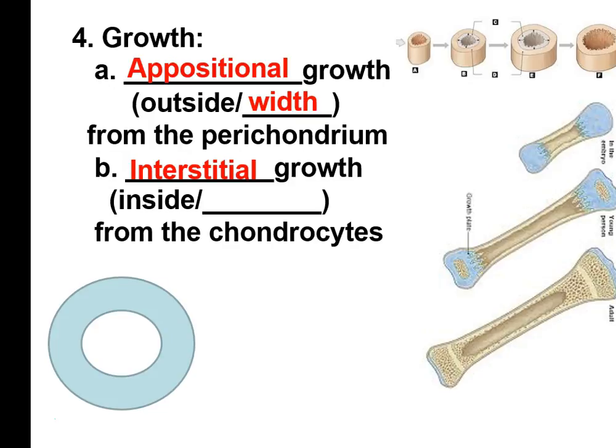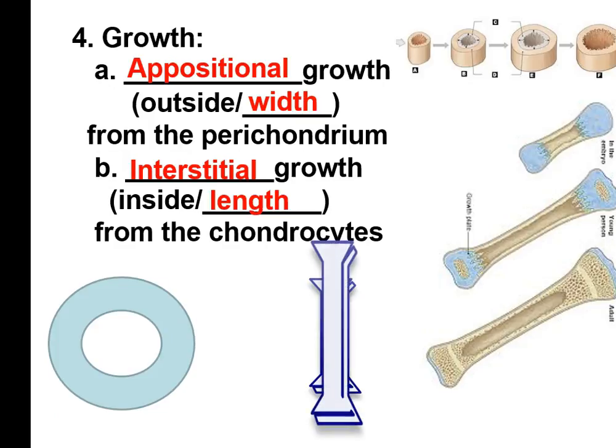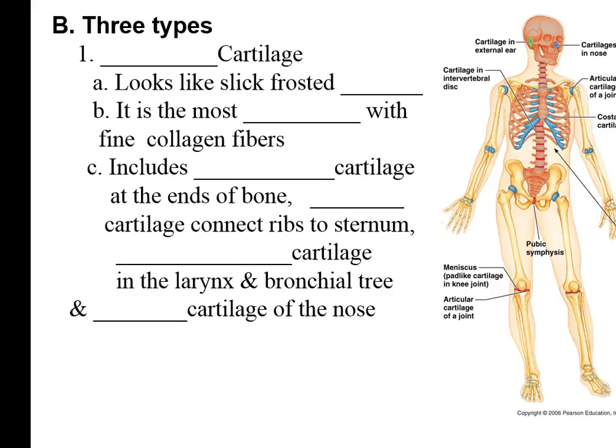The other kind of growth is interstitial growth. This is growth that comes from the inside, and it increases cartilage and later bone in length, and this is coming from the chondrocytes themselves. I always like to think of interstitial and seeing the bone as a long I, and if the bone gets longer, it's interstitial or growth in length. So appositional growth is width. It comes from the outside, adding tissue to the outside. Interstitial comes from the inside, and it's growing in length.